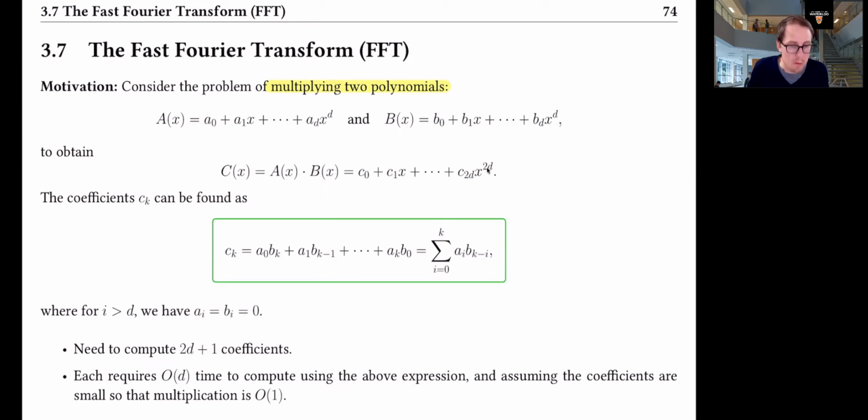Now, when you multiply this out, think about just putting brackets around this, multiplying by B, and you collect all the like terms with the same power. What you're going to get is that the kth coefficient in the product is going to be all the terms that have x to the power of k beside them. So there's going to be an a0 bk, a1 b(k-1), all the way up to ak b0. And it looks like a sum from 0 to k of ai b(k-i).